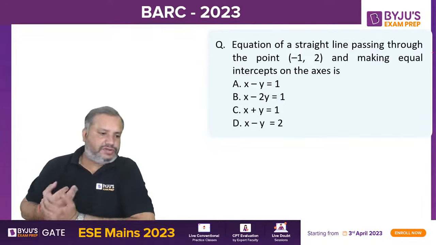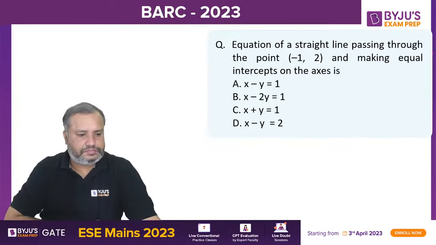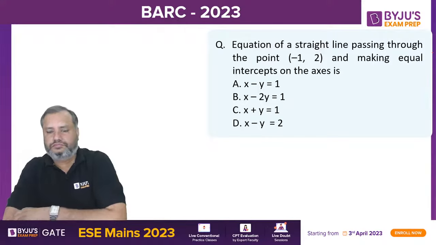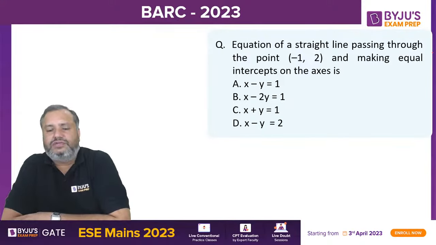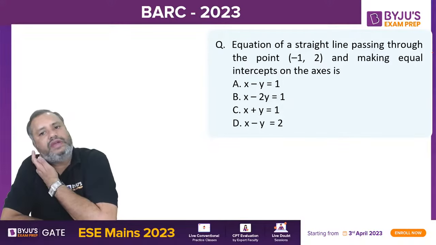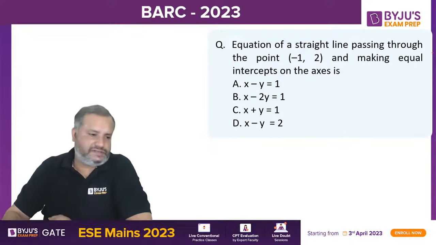Come on, everyone should answer this. Find the equation of a straight line passing through the point (minus 1, 2) and making equal intercepts on the coordinate axes.